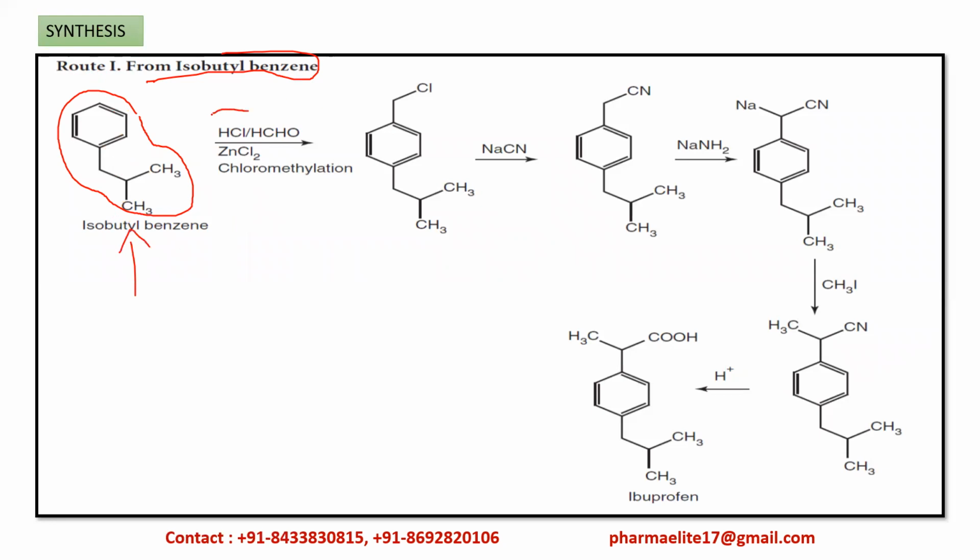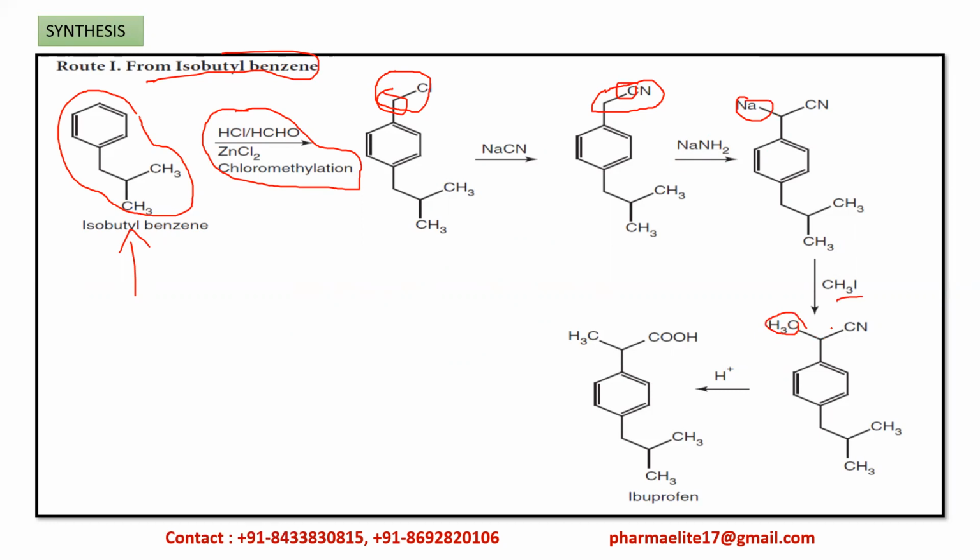First we add HCl, HCHO in the presence of ZnCl2, and we get a chloromethyl group. Then we add NaCN, sodium cyanide, and we get a cyanomethyl group. So we have already got 2 carbons of the propanoic acid: this carbon and the carbon of the cyanide group. Then we add sodamide, that is NaNH2, and sodium is added over here. Then CH3I, and CH3 is added in place of sodium.